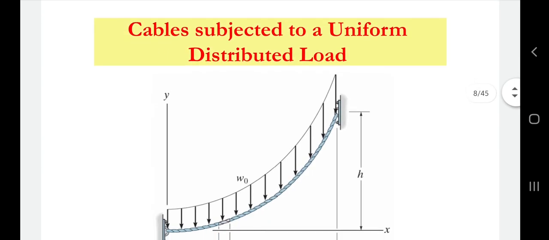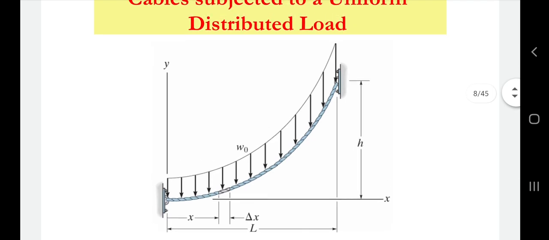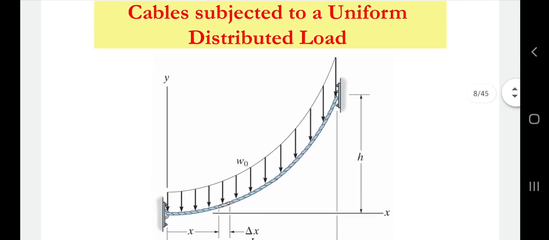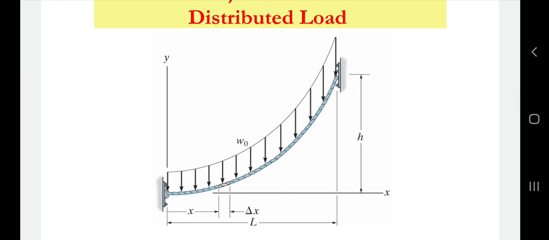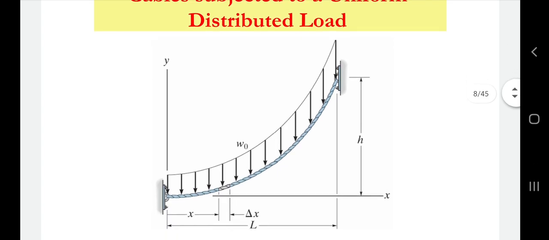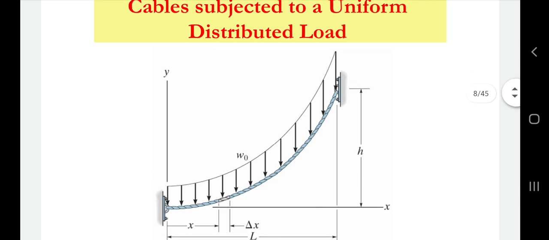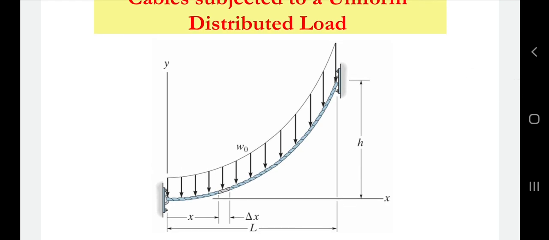Now we'll move towards cables subjected to a uniform distributed load. I will make a separate video for it so that all the topics are covered in different videos, and it will be easy to find the videos after the class as well.